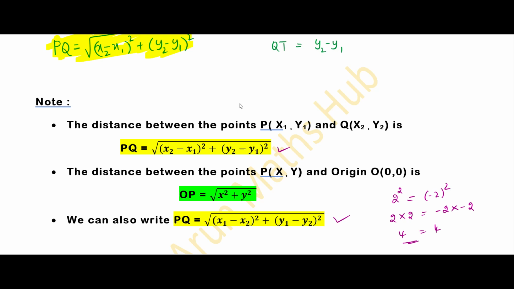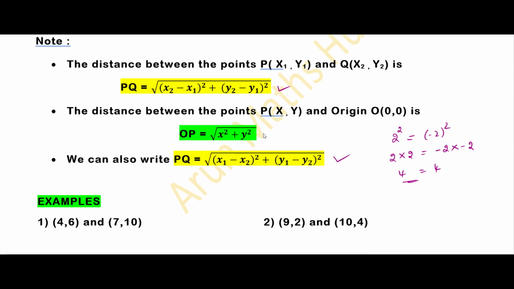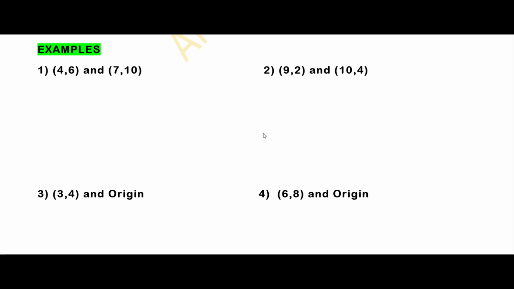Students, hopefully you have understood all this concept. Make a note and repeat with me. The distance between two points is given by the formula d equals square root of (x2 minus x1) whole square plus (y2 minus y1) whole square. And the distance between a point and the origin is given by the formula square root of x square plus y square. Now we'll solve a few examples to learn it better.